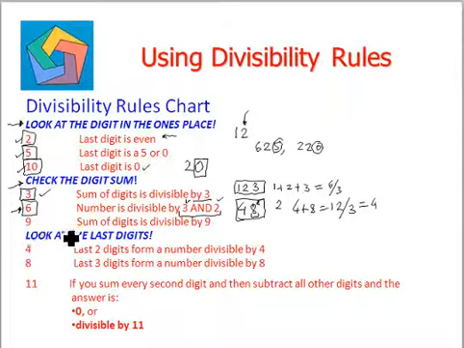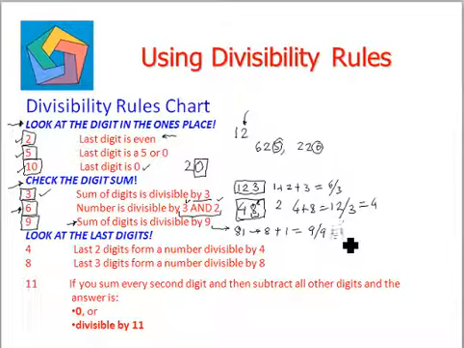Now we check the sum of the digits again. If it is divisible by 9, then that particular number is divisible by 9. For example, I have 81. I total up 8 plus 1, which equals 9. 9 divided by 9 is 1. Yes, it is divisible. Therefore 81 is divisible by 9.